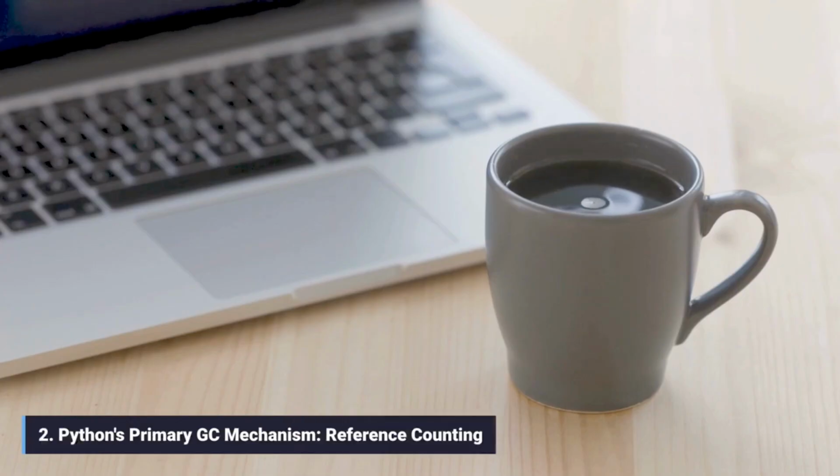2. Python's primary GC mechanism, reference counting. Python's core garbage collection technique is reference counting. Every object in Python has a reference count, which tracks the number of pointers or variables currently pointing to that object. When an object is created, its count is 1. When a variable is assigned to it, the count increases. When a variable goes out of scope or is set to None, the count decreases.